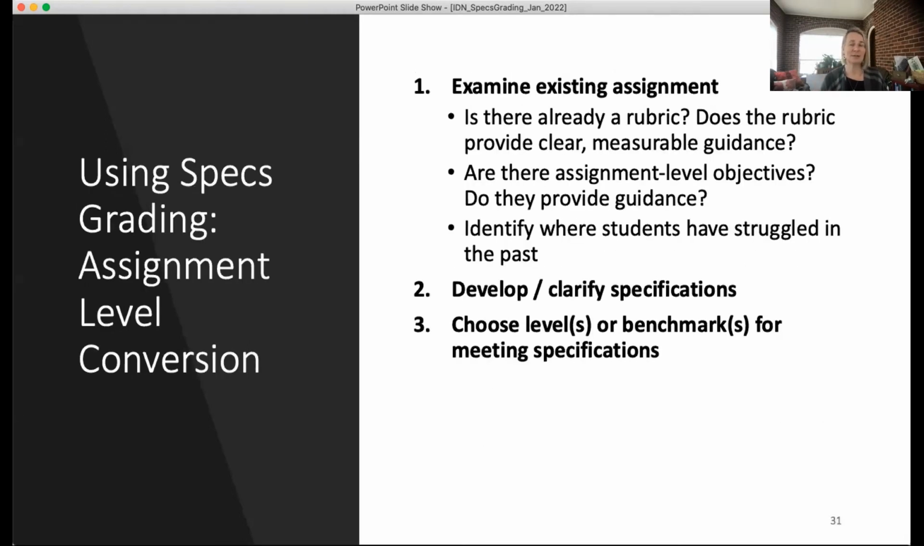If I'm doing it at the assignment level, then I'm going into, do I have a rubric? Do I know what I actually expect for this assignment? I'll think back to when students have done this in the past, what did they not do that I wanted? I'll think about whether or not there are specific objectives already articulated for the assignments, what guidance is there. I work on clarifying, even if I think I already had it done pretty well, I try to get it even better. And then if I'm doing leveled grading, I make a dividing line for meeting specifications for the regular passing level and the higher passing level.